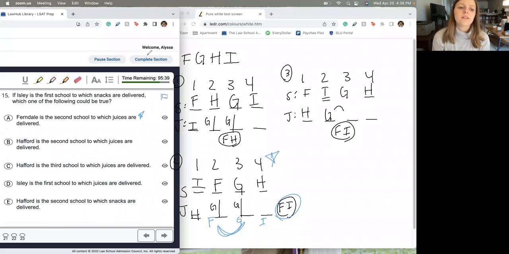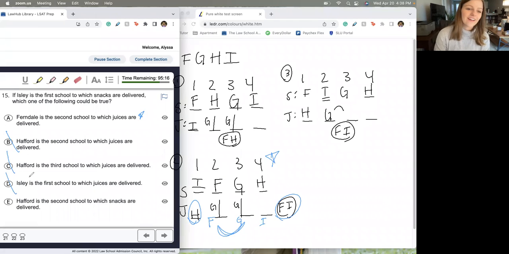The next one says H is the second school to which juices are delivered. Nope, it actually has to be our first school. So that's wrong. H is the third school to which juices are delivered. Okay, we just talked about that. H has to be the first one. So that's wrong. I is the first school to which juices are delivered. Just talked about that. H has to be the first one. So that's wrong.